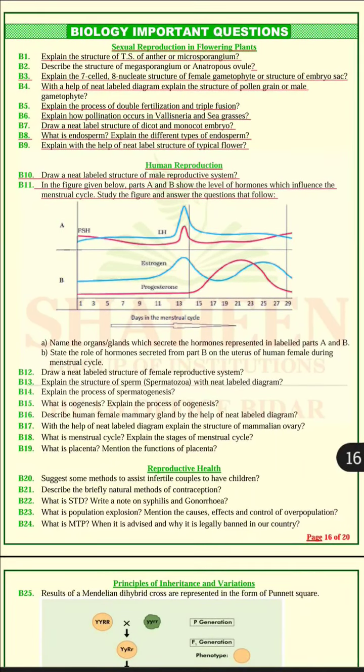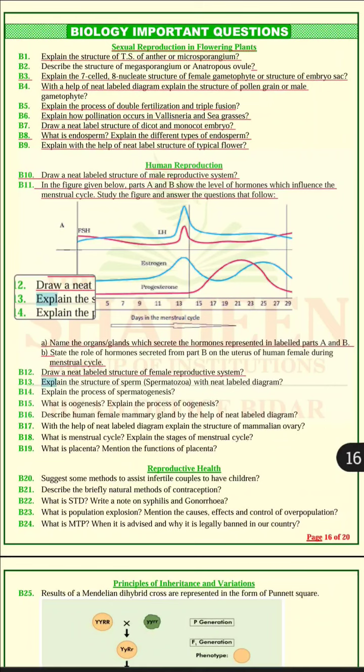In this question we have two questions, and first one is name the organs or glands which secrete the hormone represented in labeled parts A and B. And question number 2 is state the role of hormones secreted from part B on the uterus of human female during menstrual cycle. Okay, and our next question is draw a neat label structure of female reproductive system.